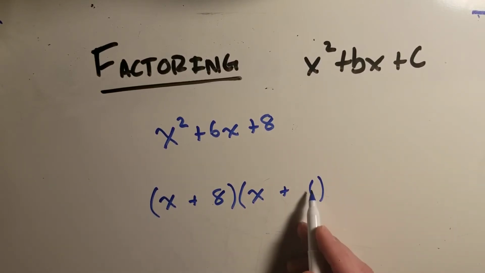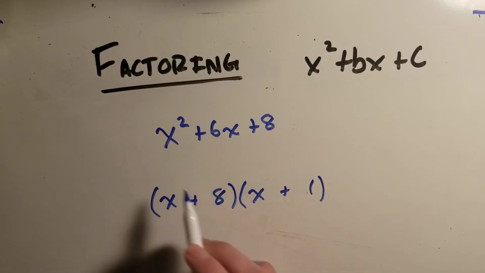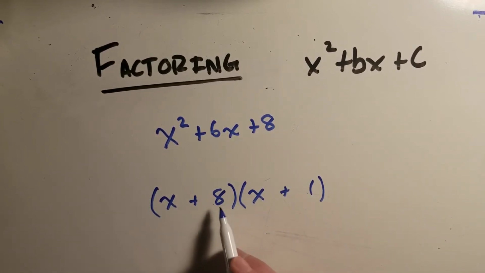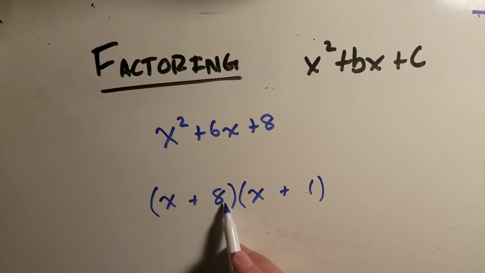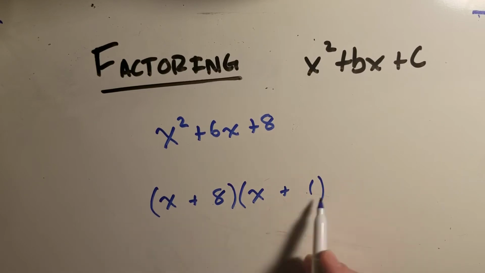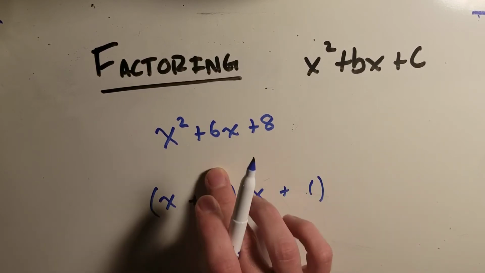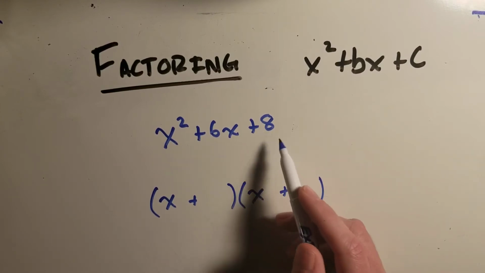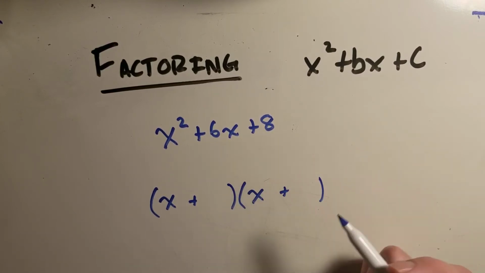8 times 1, if you FOIL this, x times x is x squared. You're going to do x times 1 is x. X times 8 is 8x. So you're going to end up with 9x, which isn't what we need, but your constant would be correct. So we're close, but not quite there. So let's think of some other numbers, or other factors of 8 that would work here. Well, 8 times 1 doesn't work.